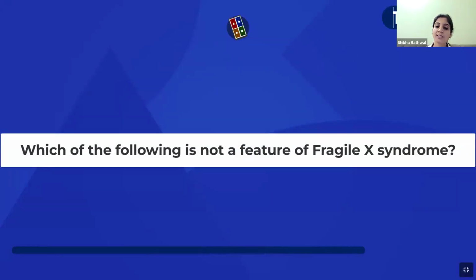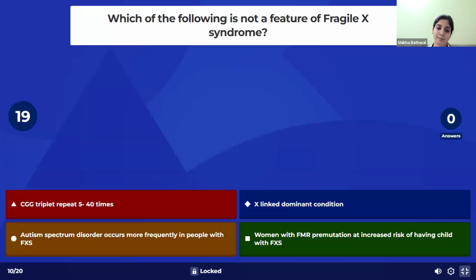Which of the following is not a feature of Fragile X syndrome? CGG triplet repeat 5 to 40 times, X-linked dominant condition, autism spectrum disorder occurs more frequently in these people, women with FMR1 mutation at increased risk of having a child with Fragile X syndrome.